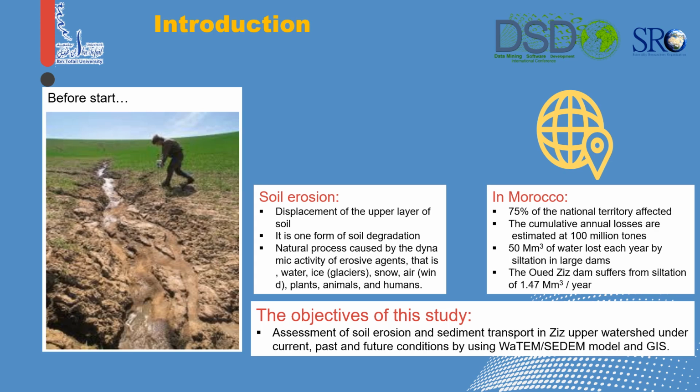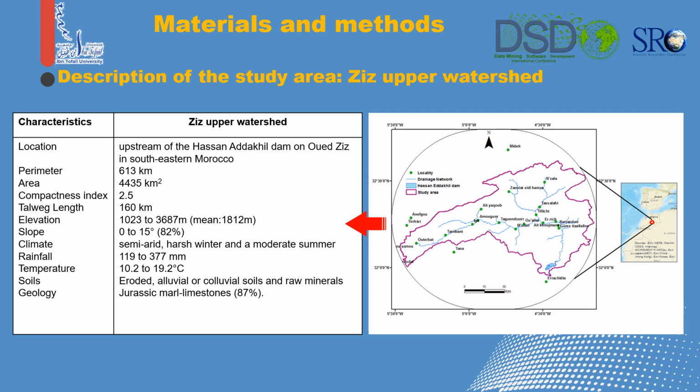In this study, we aimed to assess soil erosion and sediment transport in these upper watersheds under current, past, and future conditions by using the WATEM-SEDEM model and GIS. Our study area, this upper watershed, is located upstream of the Hassan Dakhil Dam on Oued Ziz in southeastern Morocco. The following table presents the main characteristics of this upper watershed.